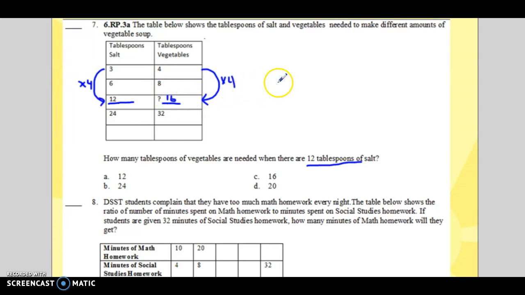Let's just double check that over here. Is a ratio of 3 to 4 equivalent to 12 to 16? Well, let's just check. 3 times 4 would get me 12. 4 times 4 would get me 16. So these are, in fact, an equivalent ratio, and we know that our answer must be 16.